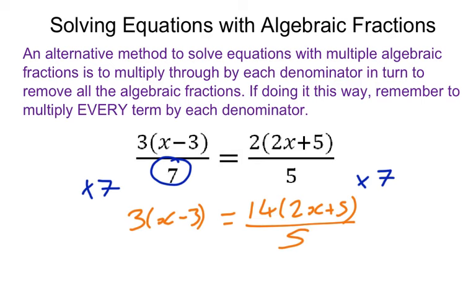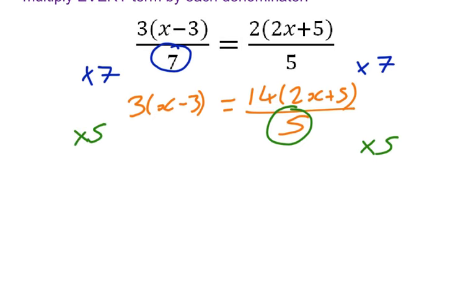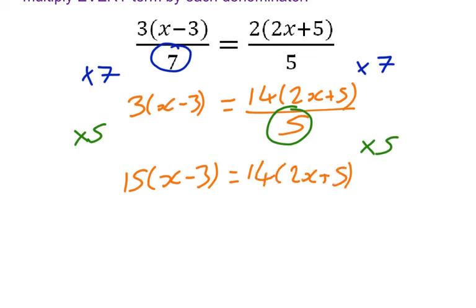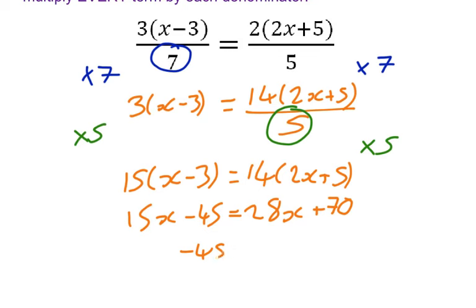And now we do the same on the other side, we're going to multiply by the 5 to get rid of that denominator, so we multiply both sides by 5. And this time, when we multiply the left-hand side by 5, we multiply the 3 by 5, we get 15 brackets x minus 3 equals 14 brackets 2x plus 5. And now we expand, 15x minus 45 equals 28x plus 70.